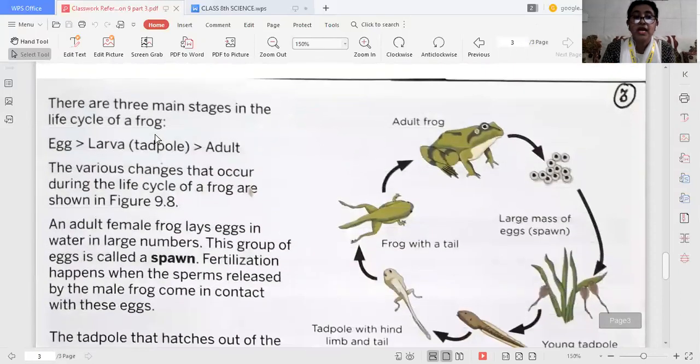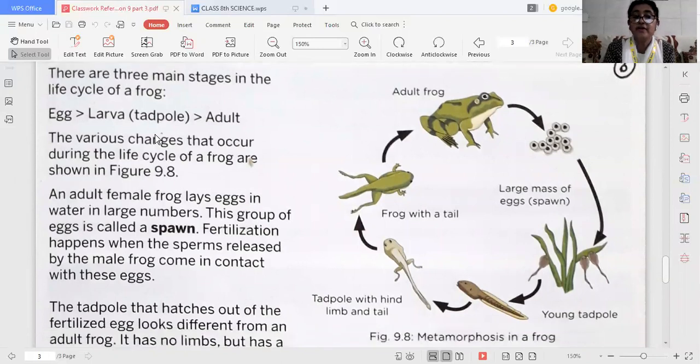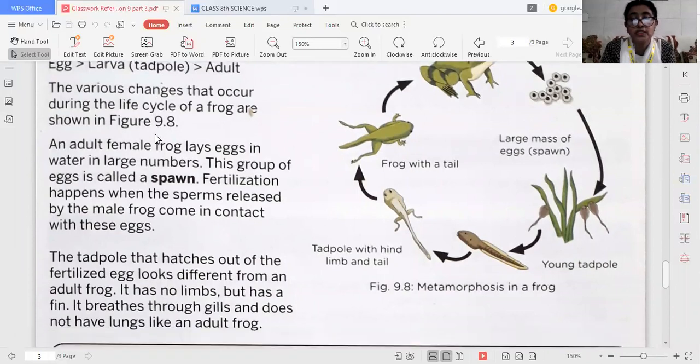Now, let us look at the frog. There are three main stages in the life cycle of a frog: egg, then larva, which is known as the tadpole, and then the adult frog. An adult female frog lays eggs in the water, and this group of eggs is called spawn. After fertilization, these eggs hatch into tadpoles. Then these tadpoles change into a young frog which still has a tail, and finally it changes into an adult frog.